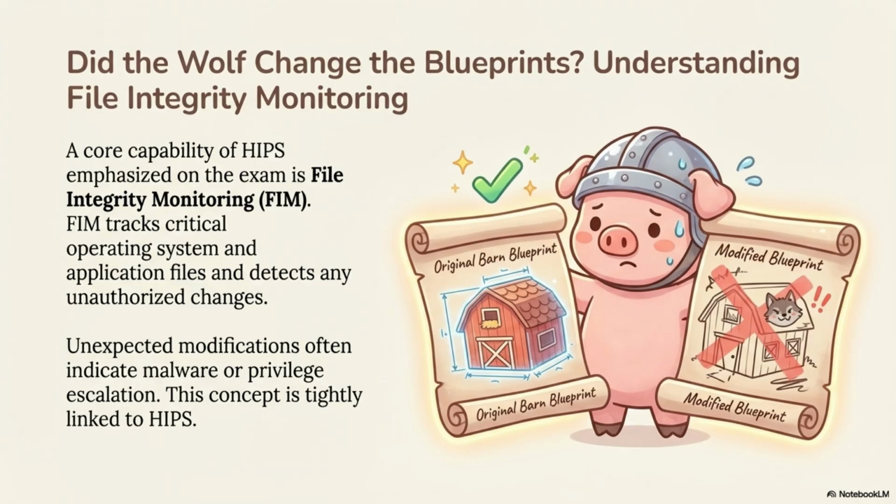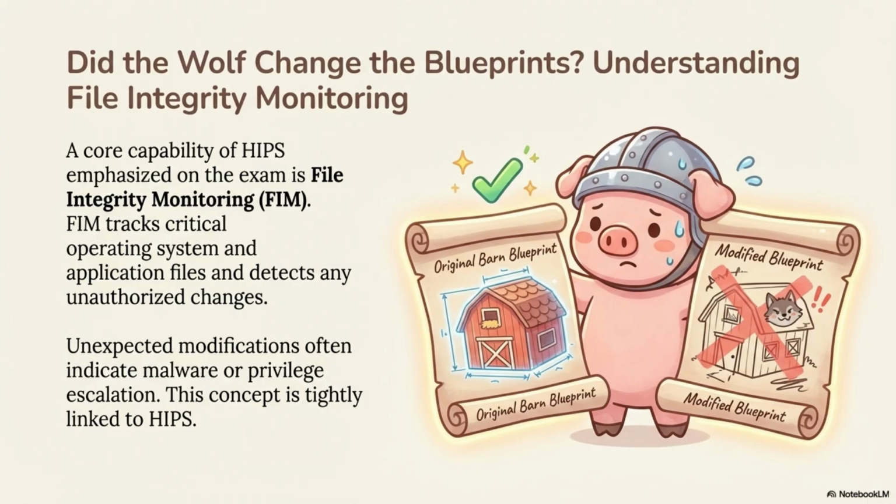A core capability of HIPS that the exam emphasizes is file integrity monitoring. File integrity monitoring tracks critical operating system and application files and detects unauthorized changes. Unexpected modifications often indicate malware, privilege escalation, or persistence techniques, especially on servers and high-value systems. File integrity monitoring is tightly associated with host-based prevention and should be mentally linked to HIPS on exam questions.